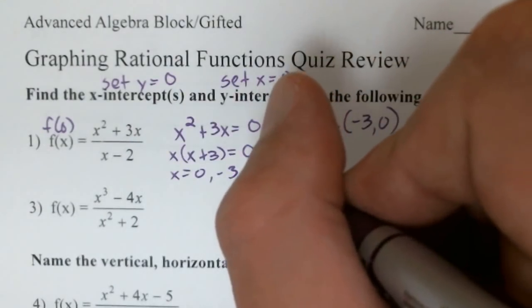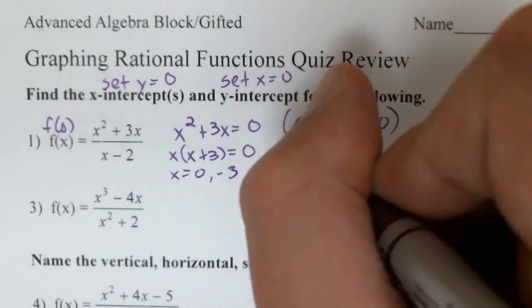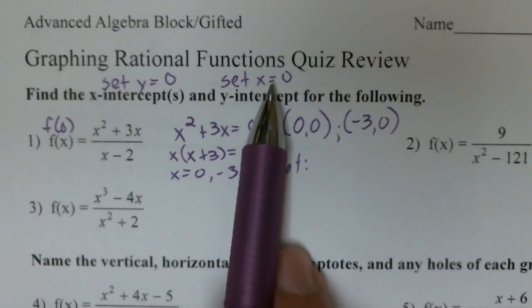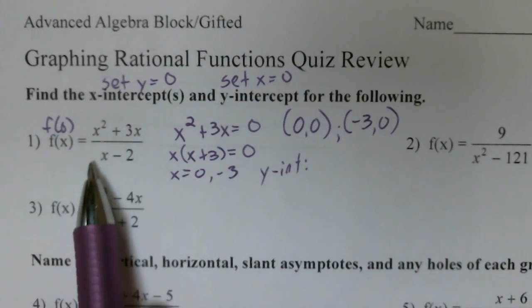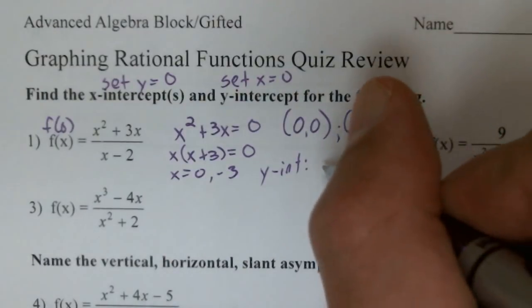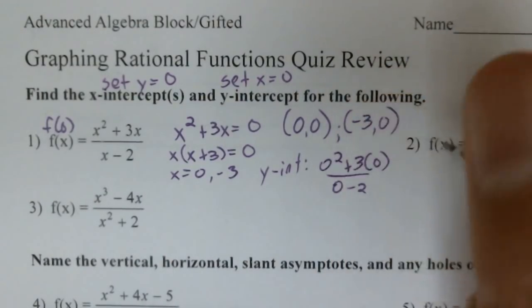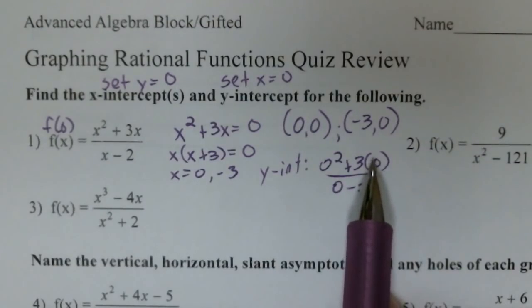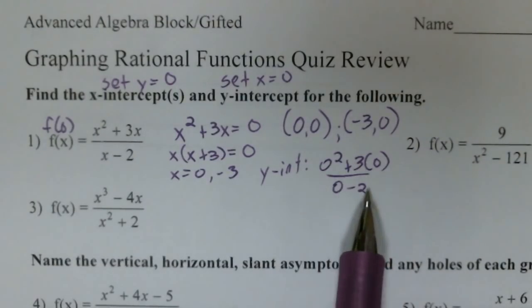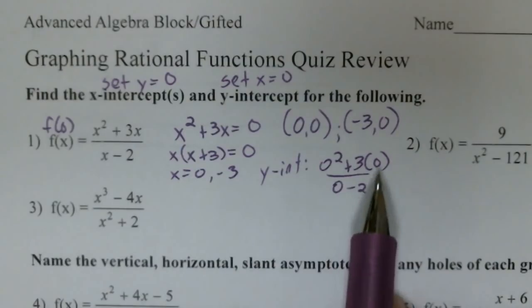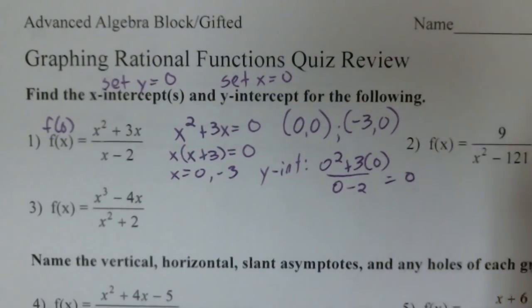Okay, for my y-intercept, I'm going to do the reverse. I'm going to set x equals 0. So I literally just stick in a 0 everywhere I see an x. So on top, I'll have 0 squared plus 3 times 0 over 0 minus 2. 0 plus 0 is just 0, and 0 over anything. Now, this is not undefined because there's a negative 2 in the bottom, but 0 over anything is just 0.